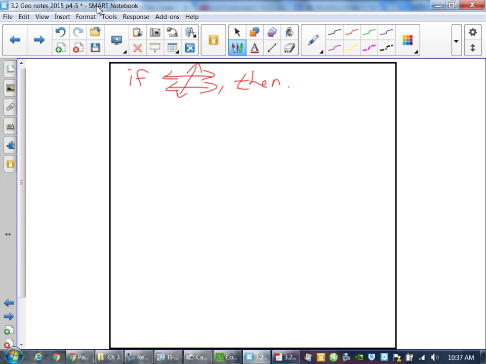So yesterday, when we had two parallel lines cut by a transversal, we were then able to say four separate things. The first thing we said was alternate interior angles are congruent. Or alternate exterior angles are congruent.